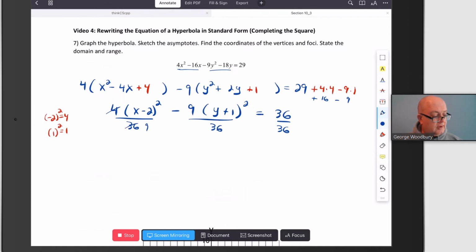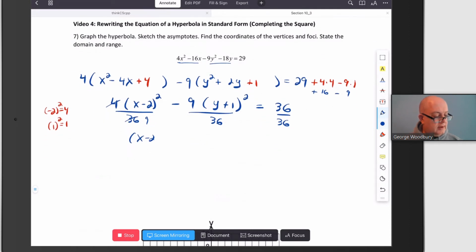4 goes into 36 9 times, so we've got (x minus 2) squared over 9 minus, 9 goes into 36 4 times, (y plus 1) squared over 4 equals 1. Now I've got everything that I need to graph this hyperbola. It's in the right form.